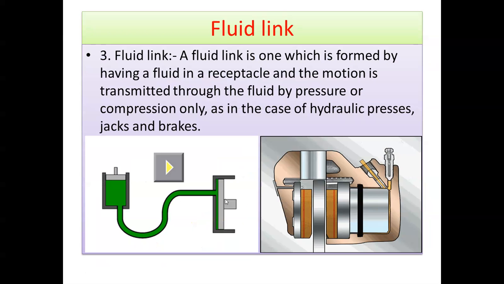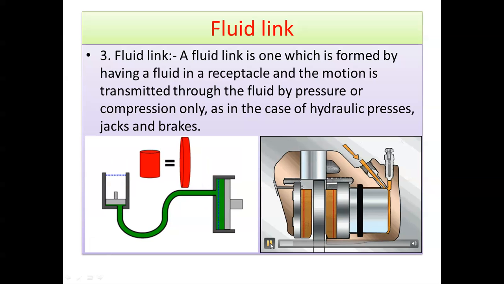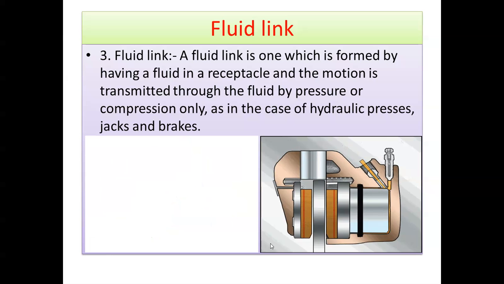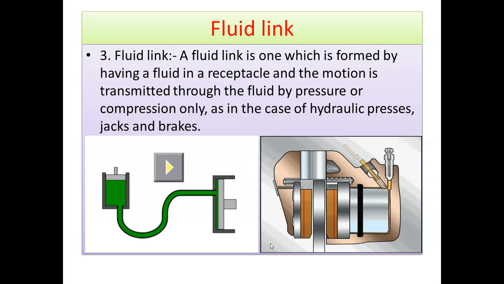Moving next, we have the fluid link. Here you can see the animation for a fluid link. A fluid link is one which is formed by having a fluid in a receptacle, and the motion is transmitted through the fluid by pressure, or you may say by compression, as in the case of hydraulic presses, jacks, and brakes. These are the examples of fluid links.